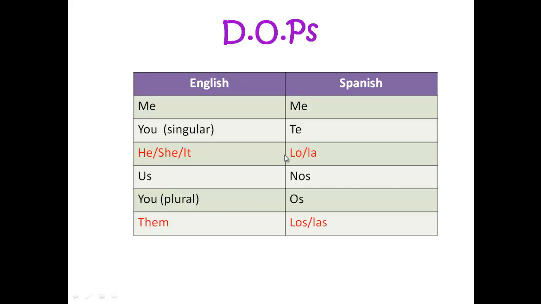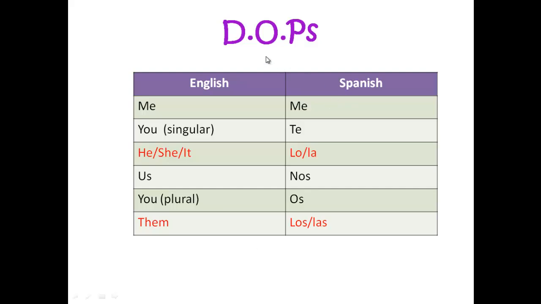So really the ones to watch out for are lo and la, los and las, because they agree depending on the gender as well as the number, whereas the rest are all the same regardless of whether it's masculine or feminine that you're talking about. It's always me, te, nos and os. So the ones you just need to keep an eye on are lo and la and los and las. So me, te, lo, la, nos, os, los, las. That again would be a good table to get a copy of somewhere.